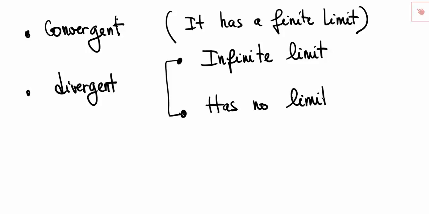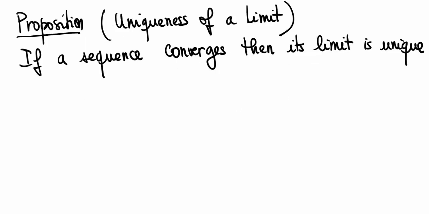In either case, we shall say that the sequence is divergent if it either has an infinite limit or has no limit. Before we come back to some concrete examples, let us study some properties of convergence. The first property that we'll look at is the uniqueness of limits.